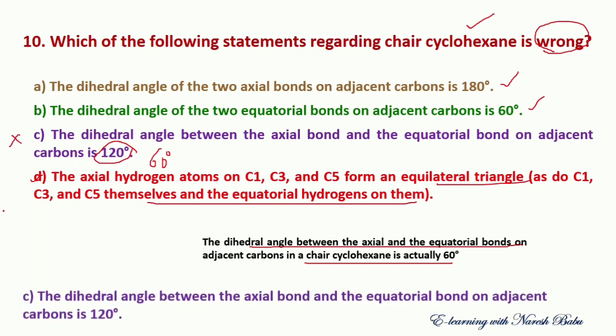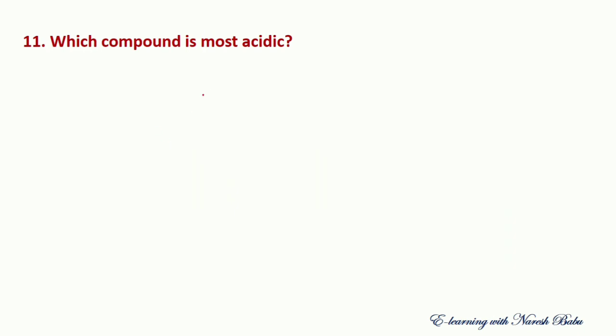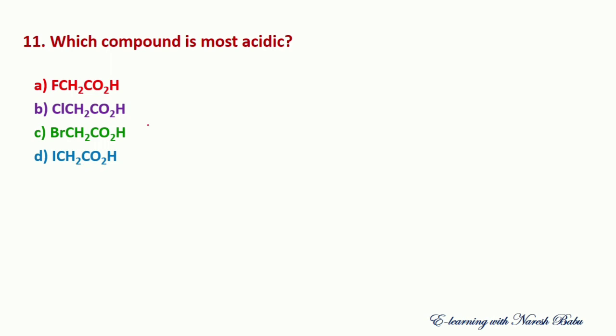The remaining are correct options. And which compound is most acidic? Among the given compounds, all are haloacetic acid derivatives: iodine, bromine, chlorine and fluorine. By electronegativity, fluorine is the most electronegative, so this compound is more acidic when compared with the remaining substituted acetic acids. So the answer is A.